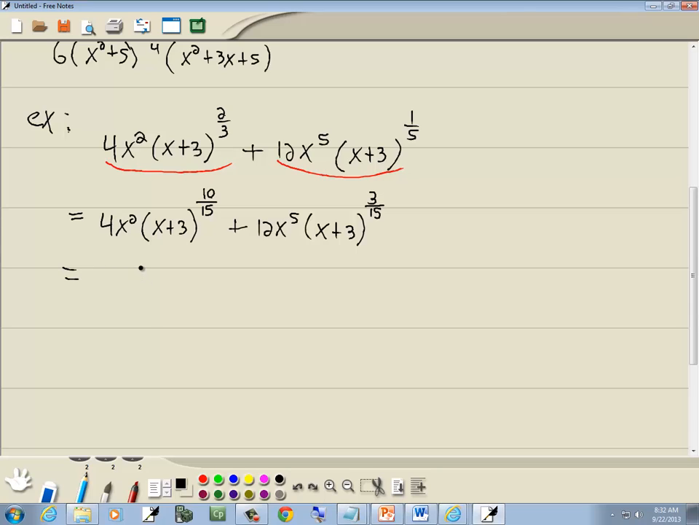Okay, now let's figure out what to factor out. Let's look at the numbers first. 4 and 12. GCF of those is 4. Largest number that divides into both of them. Now we got x to a power and we got x to a power. Now you always want to bring out the one with the smallest exponent. So we'll bring out an x squared. And then we got (x plus 3) to a power and (x plus 3) to a power. And again, we always want to bring out the one with the smallest exponent, which in this case is the 3/15.